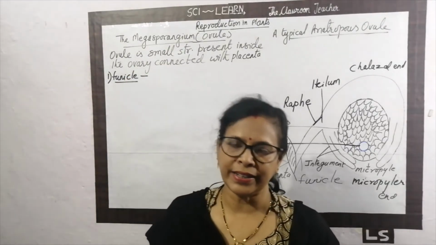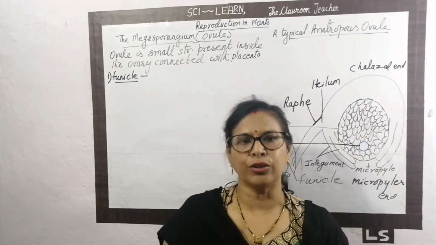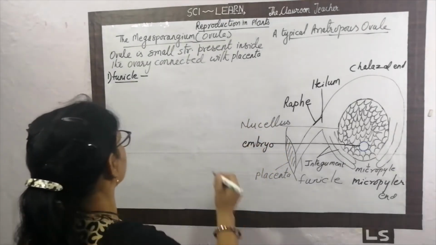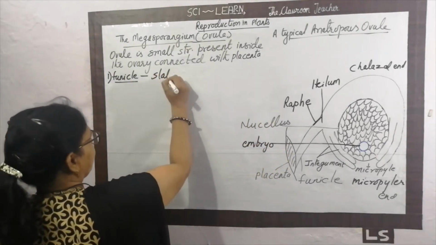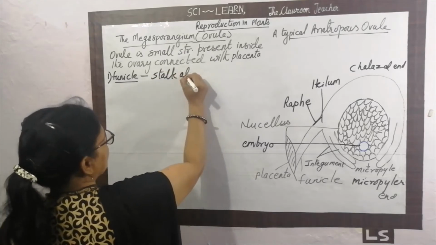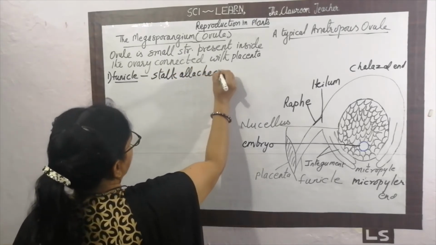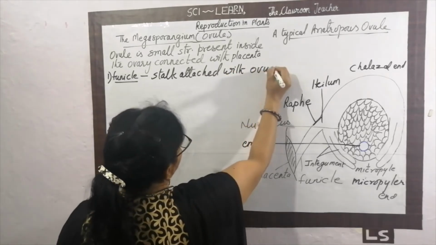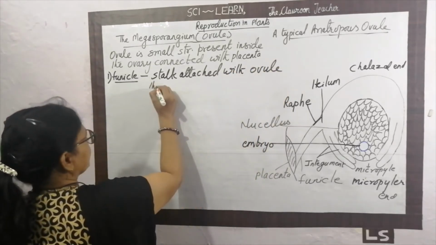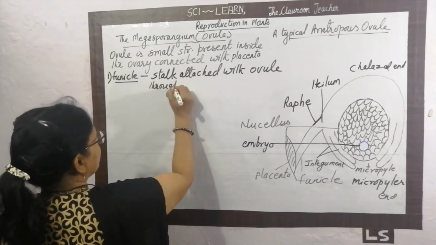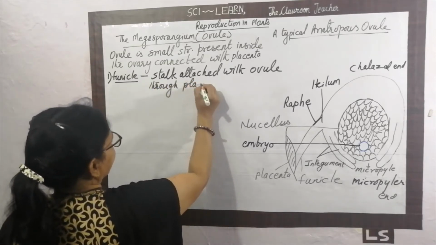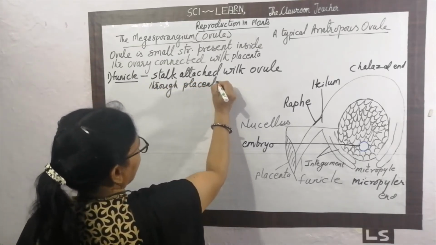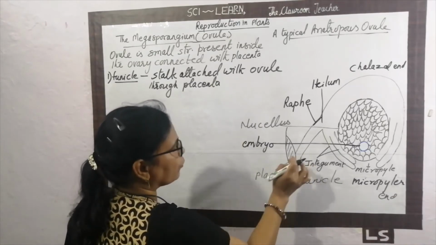Now what is the funicle? As I told you, it is a stalk attaching the ovule with the placenta. It is a stalk attached with the ovule through the placenta. This is the part which is called the funicle.